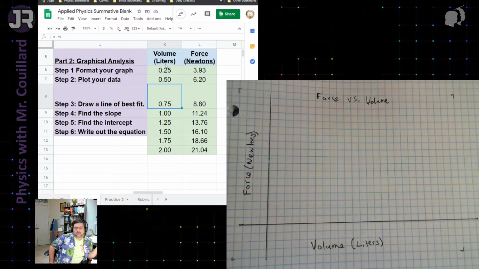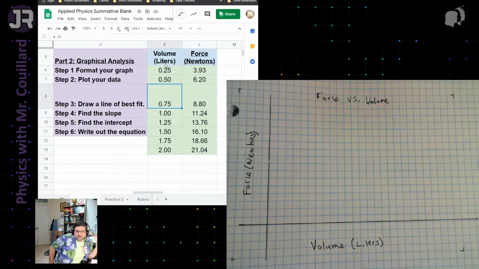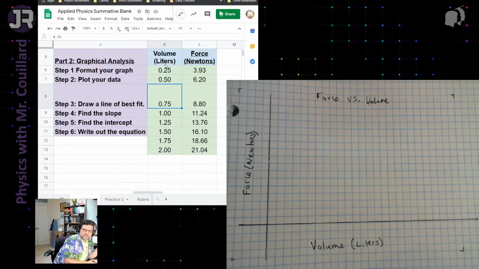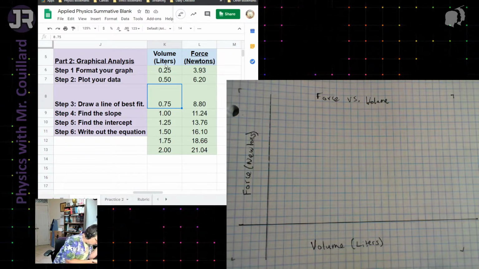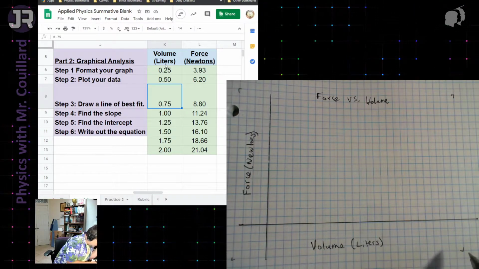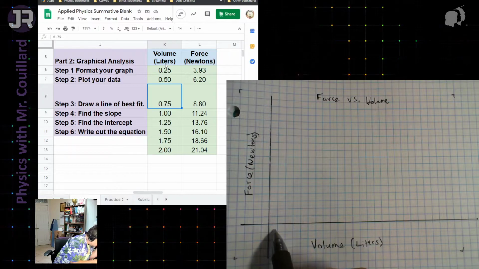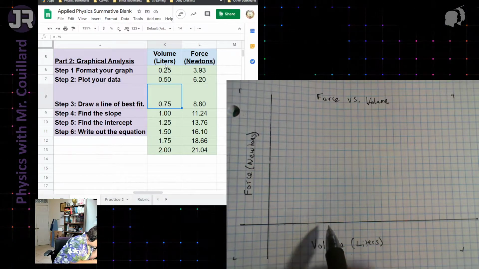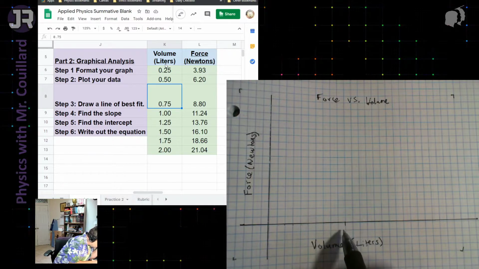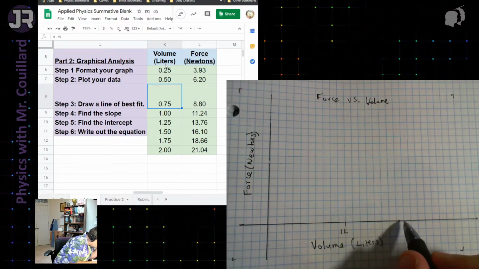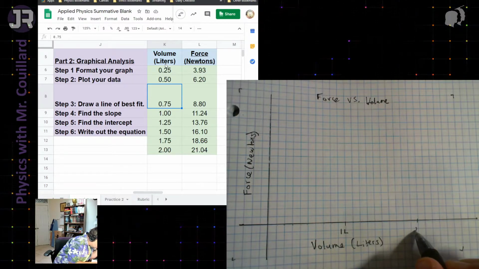Now we want to create a scale, and so we want to look at our data and our volume. So we want to plot our volume. The highest volume we have is 2 liters. Looks like we have plenty of room here, at least 20 squares. So if I do 10 squares per liter, 1, 2, 3, 4, 5, 6, 7, 8, 9, 10, that will be 1 liter. And then 1, 2, 3, 4, 5, 6, 7, 8, 9, 10, and that will be 2 liters.